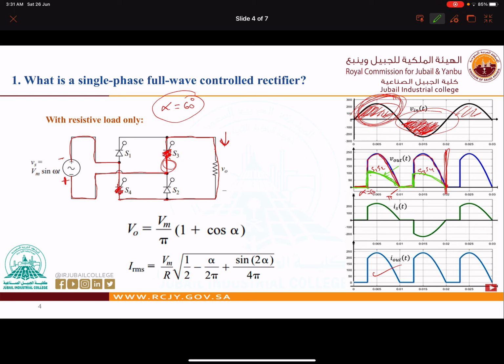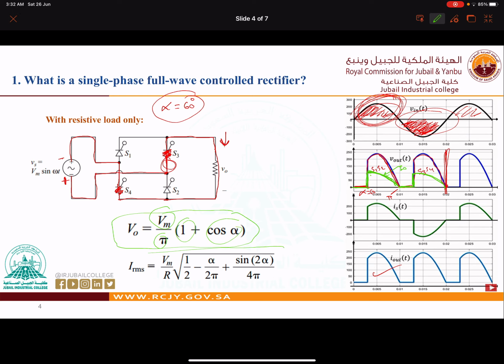This is I out. Okay. Yeah, that's it for the resistive load. Now, this is the formula. Make sure you understand this formula. This is V max divided by, before it was 2 pi, right, for the half wave. Here, divided by 1 plus cosine alpha, right?